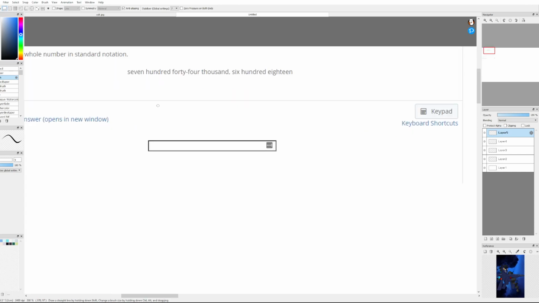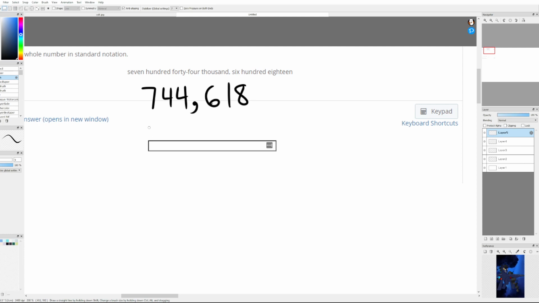Our first problem is going to be write 744,618 in the new standard notation. So we have 744,000, comma, 618.